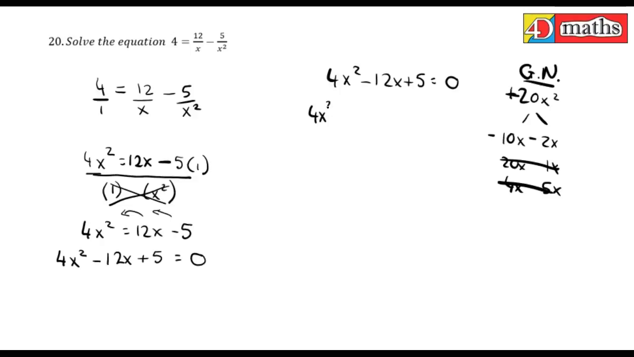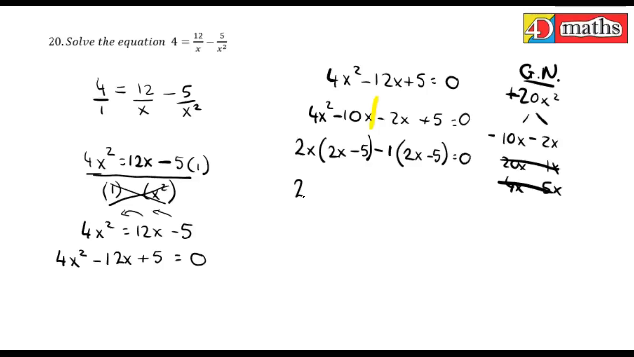So write down 4x squared minus 10x minus 2x plus 5 equals 0. Split it in half. I'm going to look at these two. Well, 2x is common, so I'm left with 2x minus 5. And look what's common here. Well, 1 is common, because I want to end up with 2x. So I'm actually going to take out minus 1 out of it. I'm left with 2x minus 5. So write the two factors. So these are called factors.